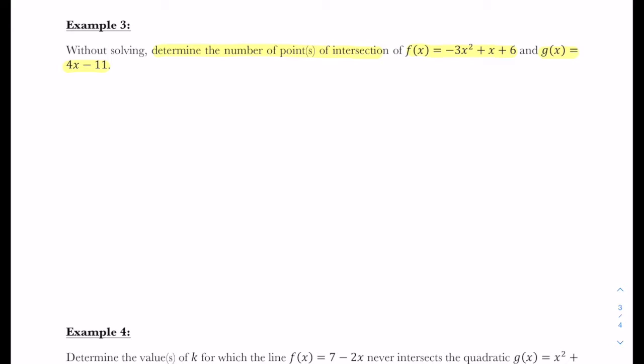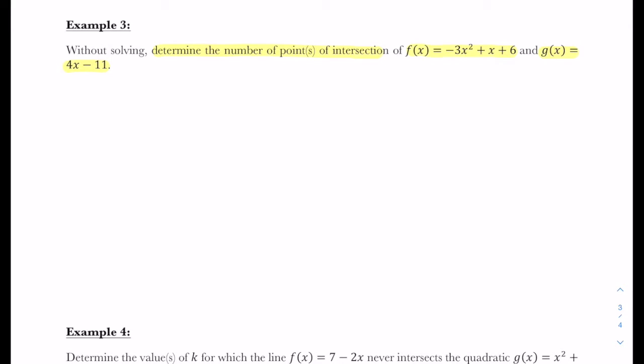Remember, anytime you're asked about the number of solutions or the number of points of intersection or the number of roots, you should always be thinking about the discriminant. But be very careful here. It's not enough to just take the discriminant of the quadratic function f of x. You have to first create the linear quadratic system and then take the discriminant of the new quadratic equation. Let me show you what we do.